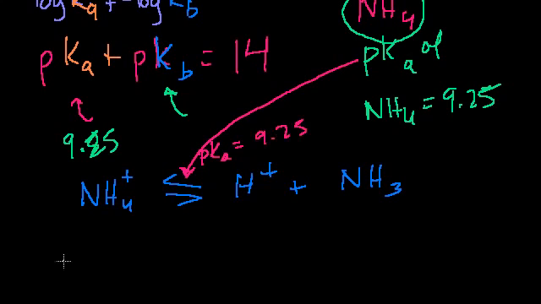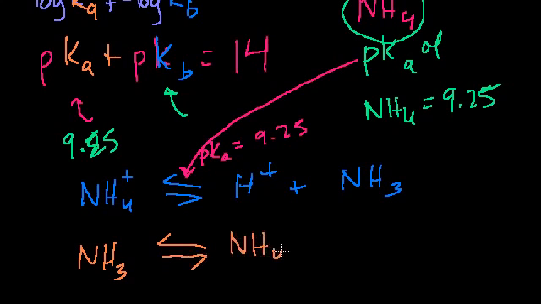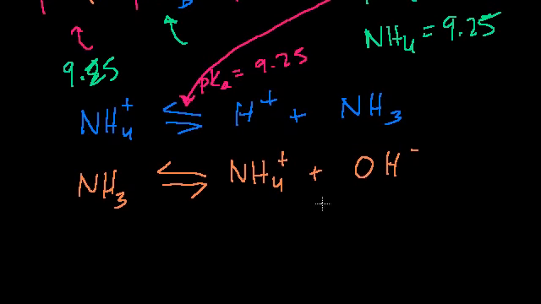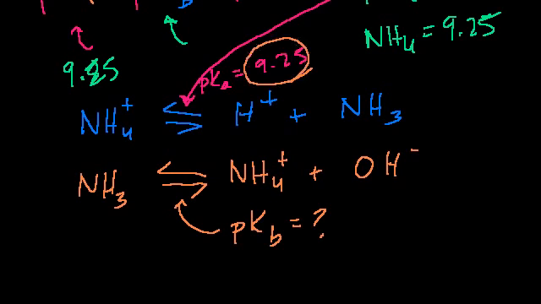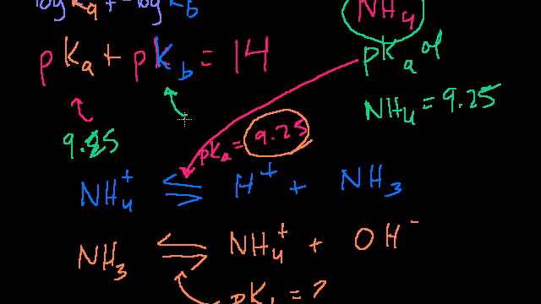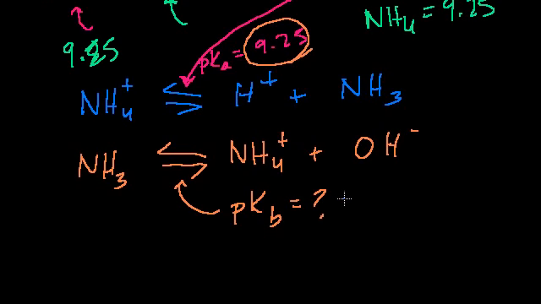And if I had the reverse reaction, the conjugate base reaction, where ammonia converts to ammonium plus by grabbing that hydrogen proton from a water molecule, what is the pKb, the negative log of the equilibrium constant, for this reaction? Well, this one's 9.25, and 9.25 plus this pKb has to be equal to 14. So what's 14 minus 9.25? It's 4.75. So we immediately know the equilibrium constant for the conjugate base reaction.